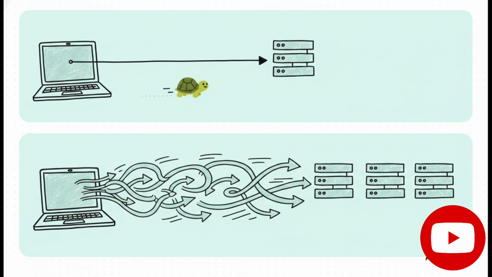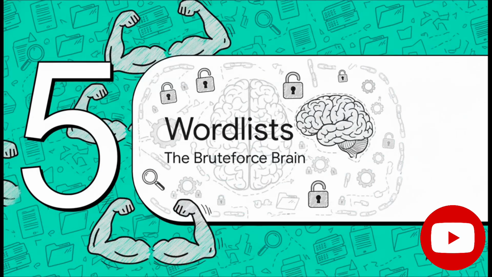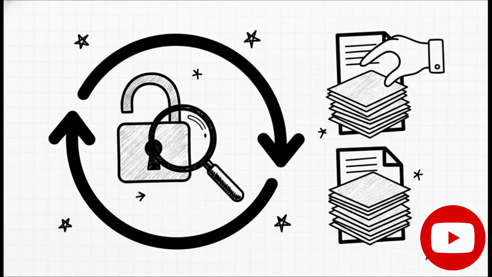So, if the engine is the muscle, we need to look at the intelligence that drives it. Section 5, word lists. The brute-forcing brain. An automated scanner is truly only as smart as the word list you feed it. A word list is simply a text file populated with thousands of potential directory names and subfolders. But how you use them, that's what separates amateur button pushers from highly compensated consultants.